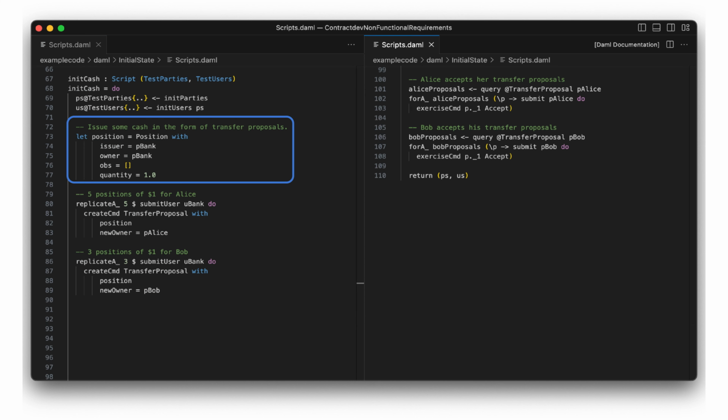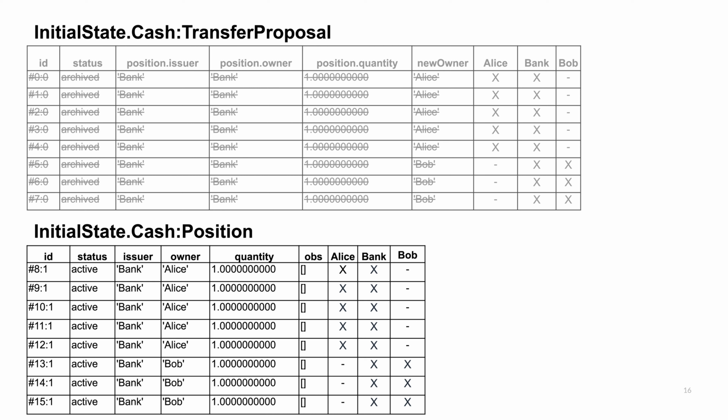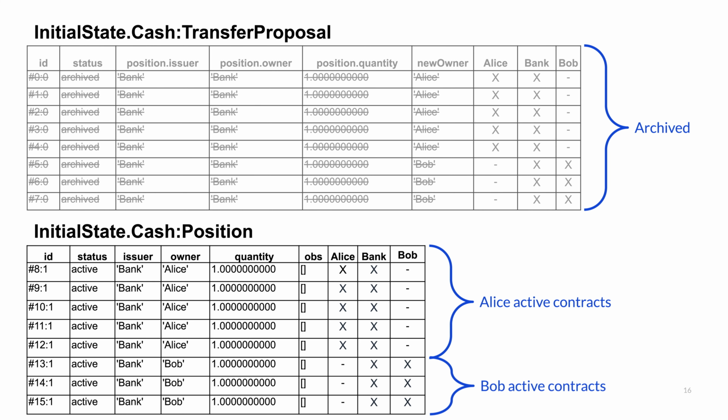Finally, in the init cache script, you create a position payload with pbank as the issuer as well as the owner and quantity as 1. With this payload, the bank creates a transfer proposal to transfer 5 positions to Alice and 3 positions to Bob. Once Alice and Bob accept these proposals, they have the positions in their accounts. When you run this script, you get a starting state of the ledger with all transfer proposals archived and an active contract set of 5 positions for Alice and 3 for Bob.